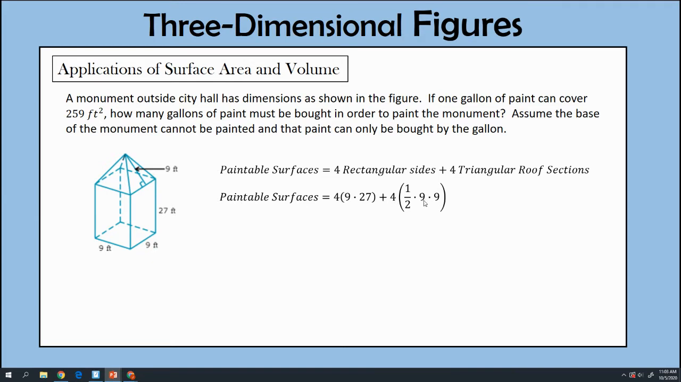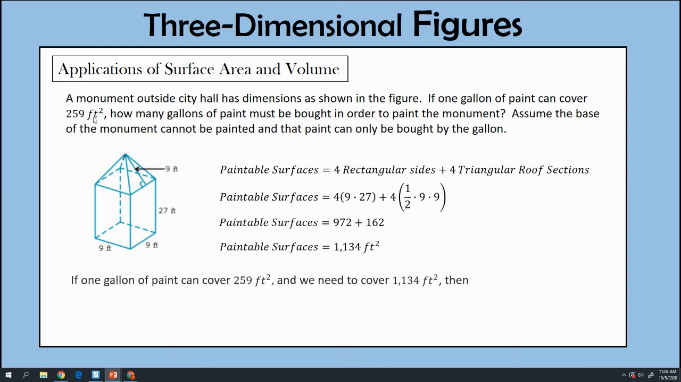Okay, so now get out the calculator and crunch it up, and we get 972 for our 4 surfaces of our rectangle and 162 for our 4 triangles up top. That's a total of 1,134 square feet. So the paintable surfaces for this monument represents 1,134 square feet. Now our paint covers 259 square feet each. So if 1 gallon of paint can cover 259 square feet, and we have to cover 1,134 square feet, then do the division here, and you get 4.38 roughly.